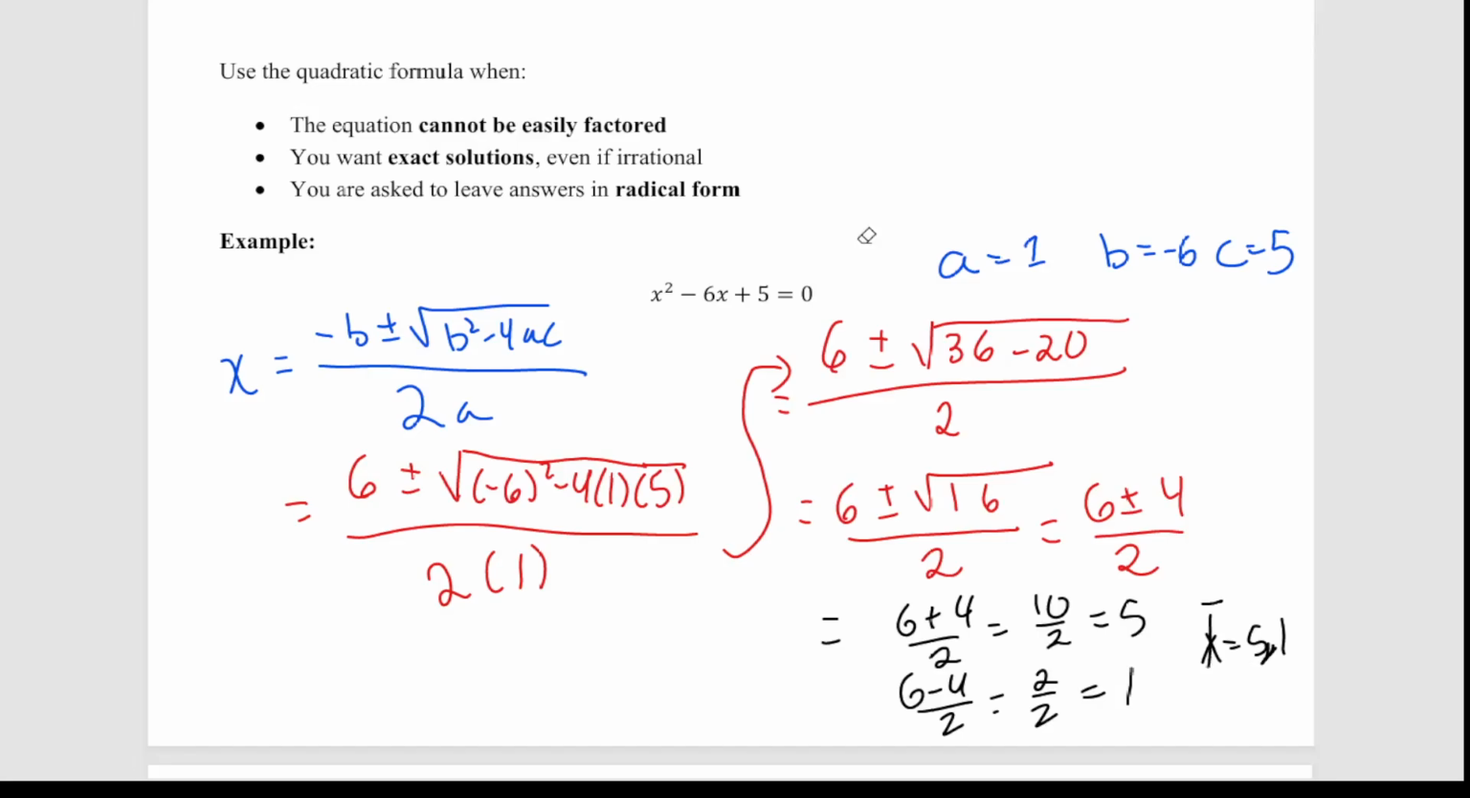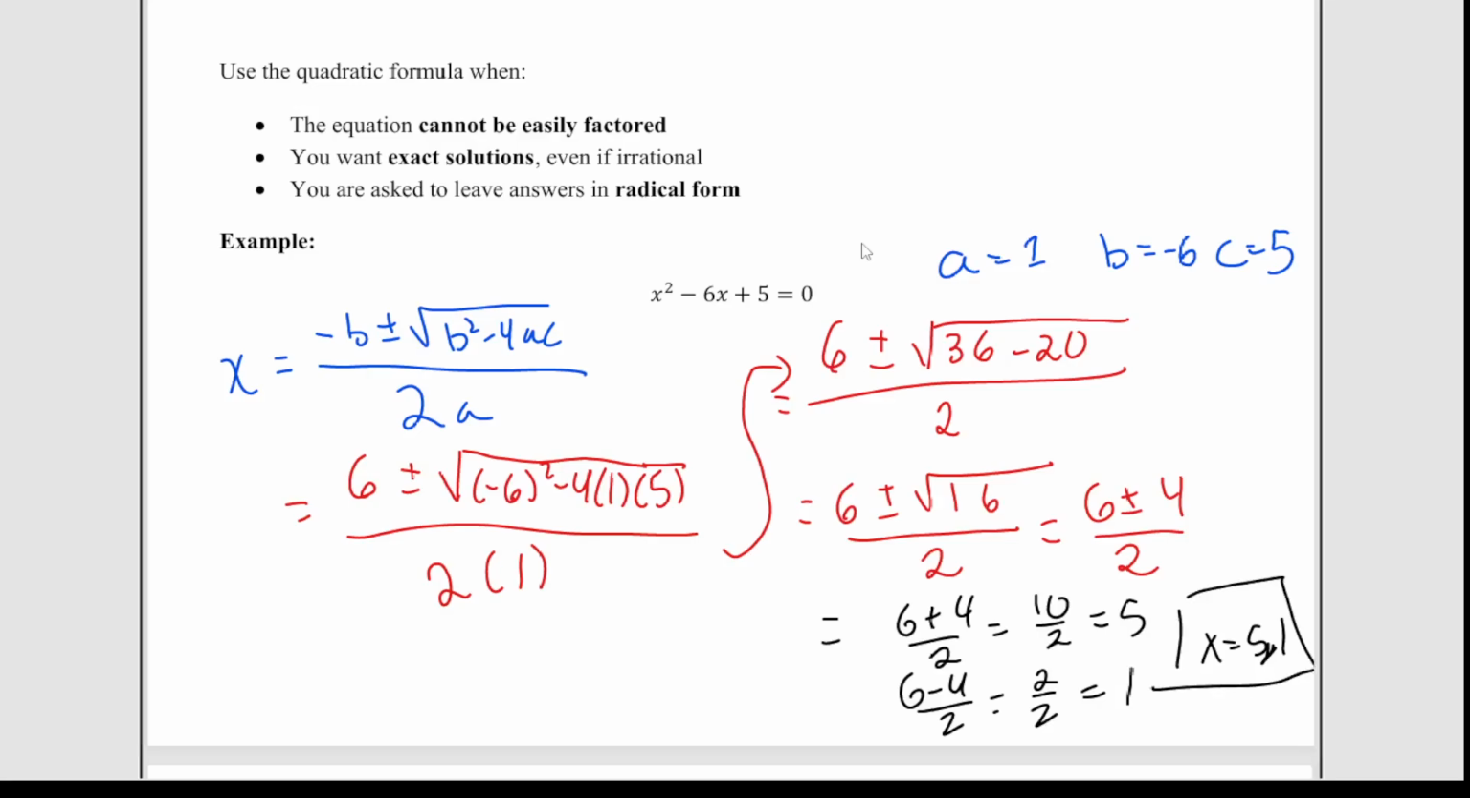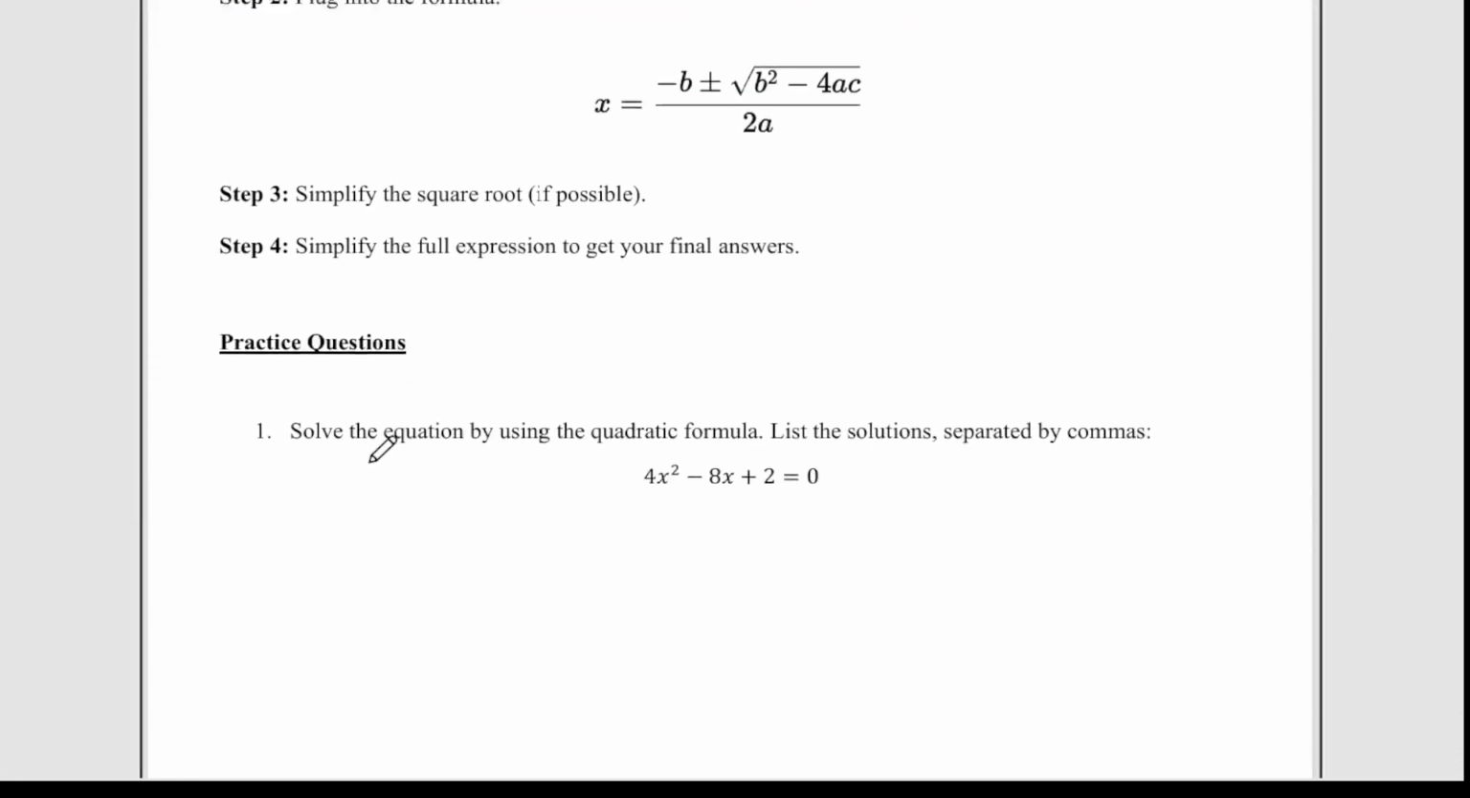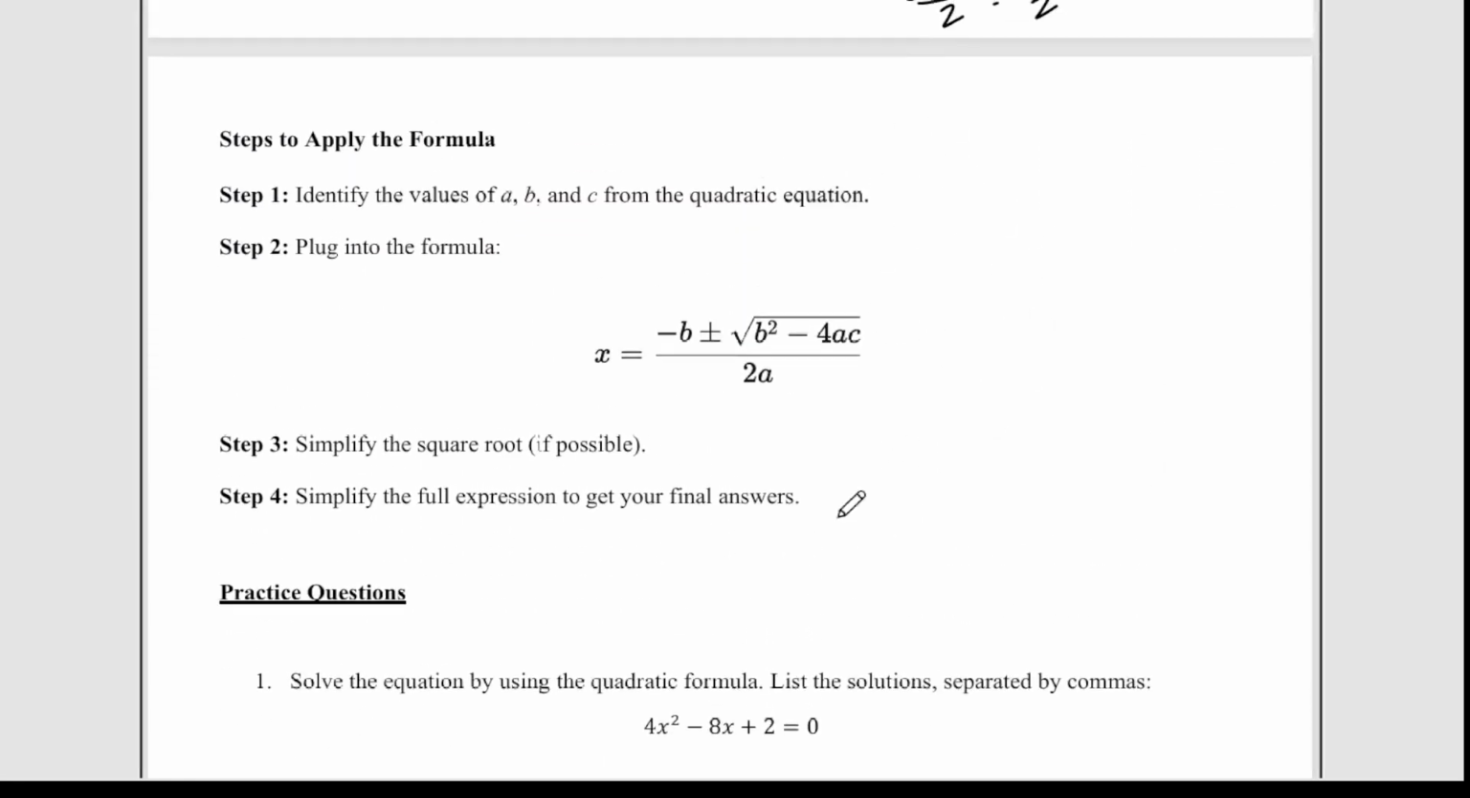Now, if you notice, that was actually a lot more work than factoring from the get-go. So this is a good illustration that if you can factor, you really just want to factor because it's going to be a lot less work. And again, this is just reiterating that that's really your steps here.